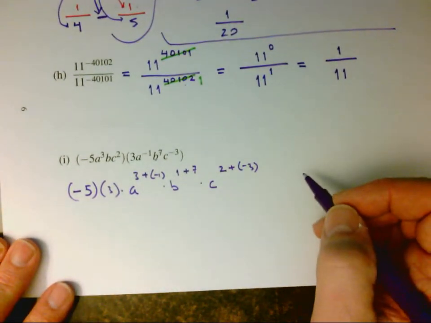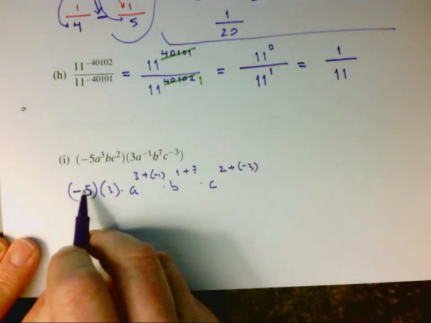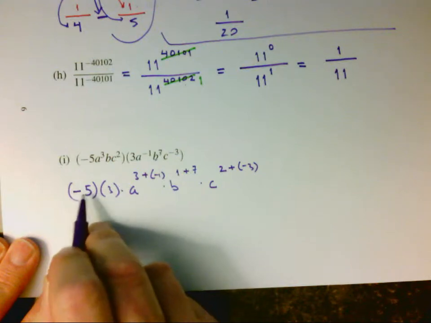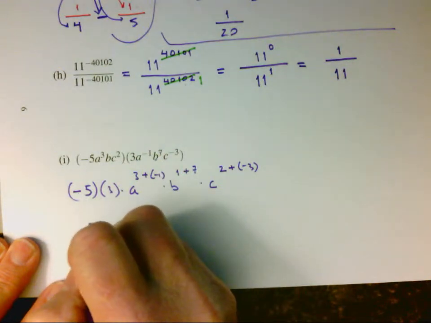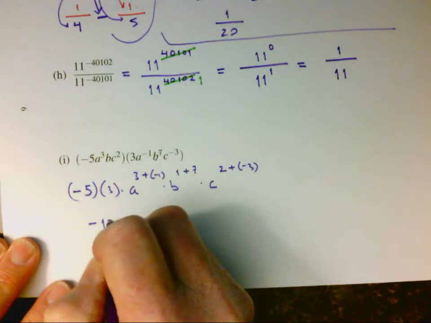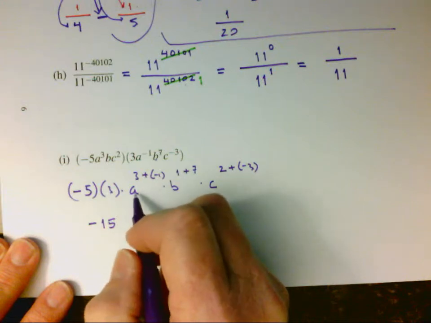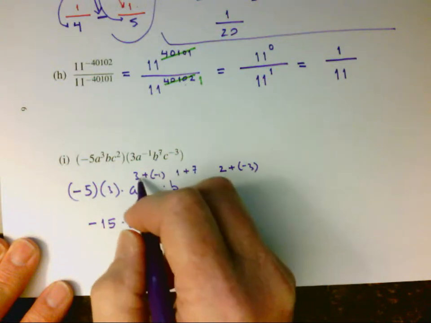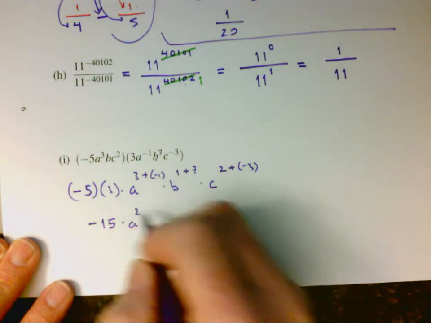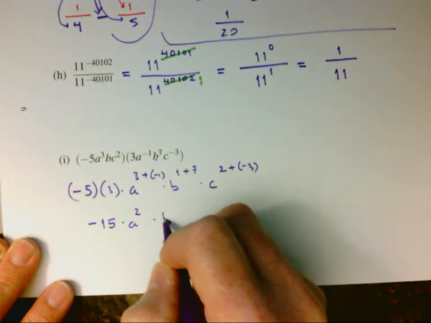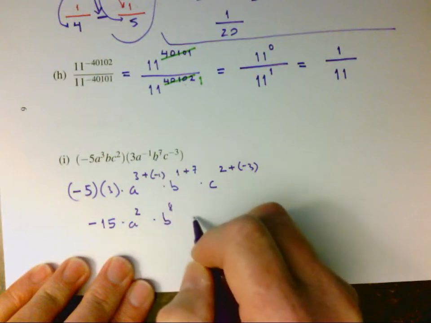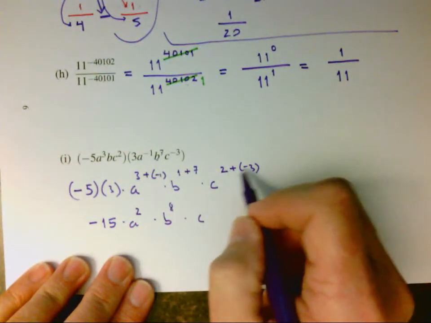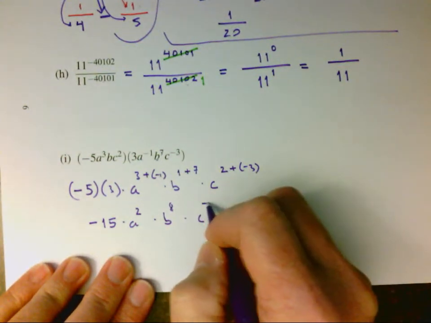Then we go about resolving what we've got there. Here we have multiplication with a negative number. So this has nothing to do with exponents with negative numbers. This is multiplication with a negative number. We get a negative 15. Then, up over top of the a, 3 plus a negative 1 is a 2. Over top of the b, 1 plus 7 is an 8. Over top of the c, 2 plus a negative 3 is a negative 1.